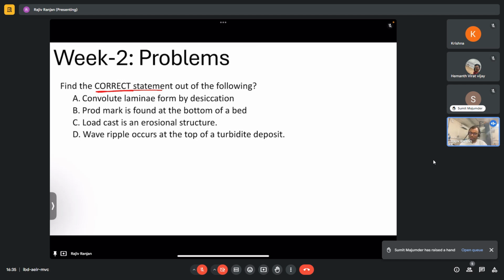So you can see here, convolute lamellae, we learned, is penecontemporaneous, nothing to do with desiccation. Prod marks is formed at the bottom. What is prod marks? Do you know what is prod marks?